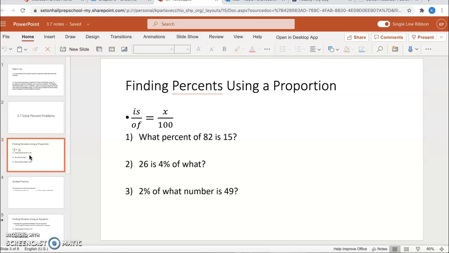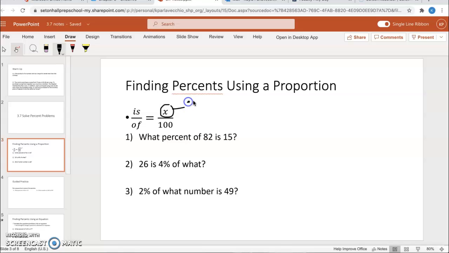And I'm hoping that many of you have heard of this proportion that will help remind you to deal with percent problems. And it is is over of equals x over 100. And now this x over 100 is always going to be the percent that's given to you. That's what x will always stand for. If I don't give you a percent in the question or the statement, then you leave x as a variable.